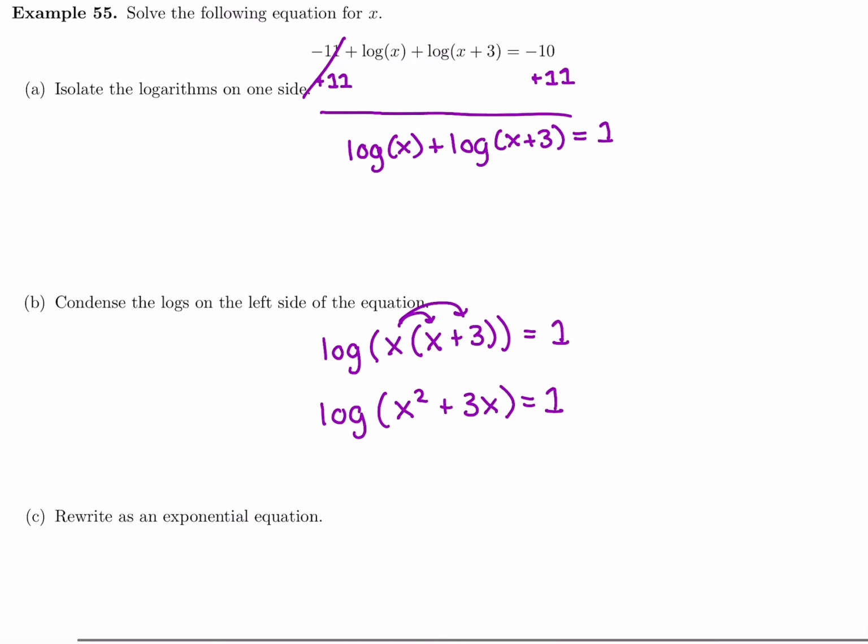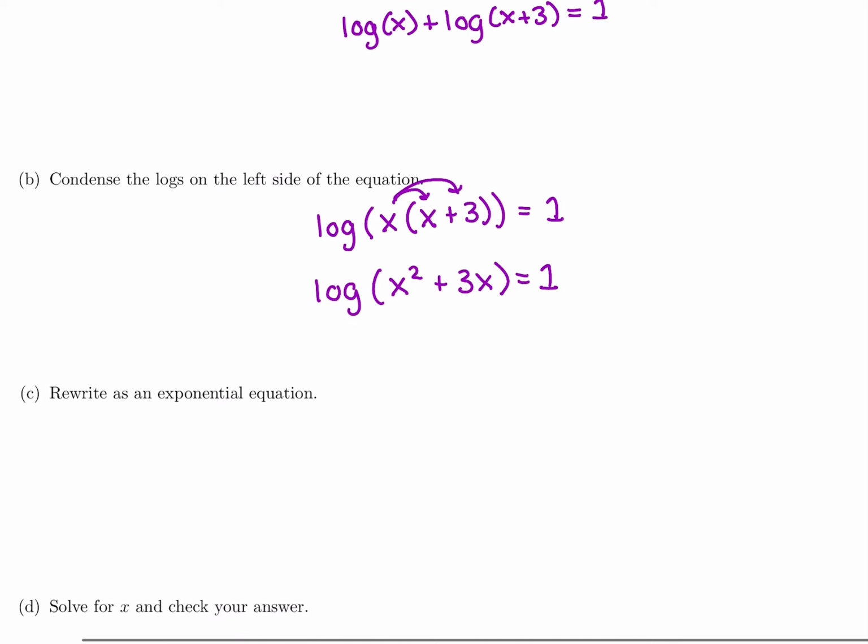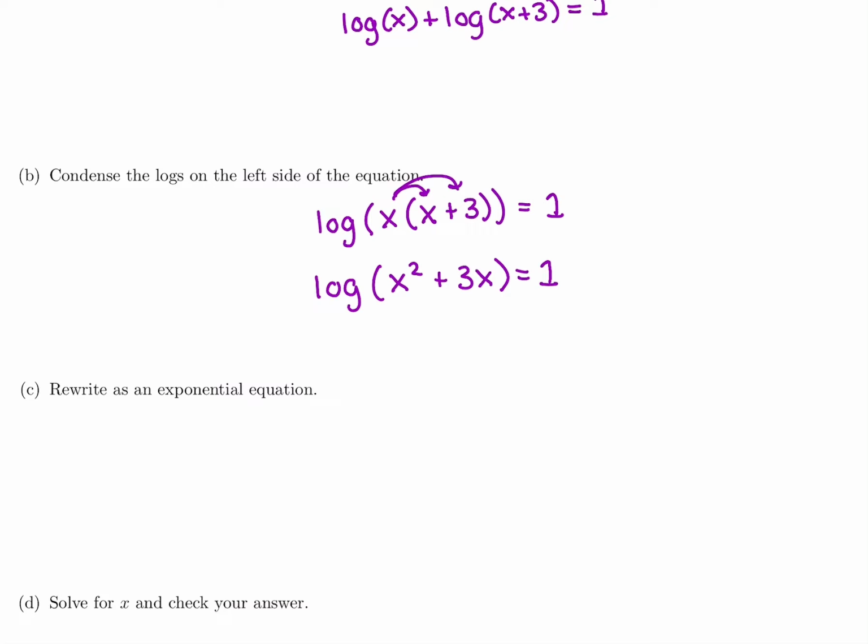equals 1. And now we want to use an exponential base to cancel out the log. So since it's a common log, that's base 10. So we're going to do 10 to the log of x squared plus 3x equals 10 to the first. Raise both sides from a base 10. That way we can cancel out and we get x squared plus 3x equals 10 to the first. Anything to the first power is just itself.